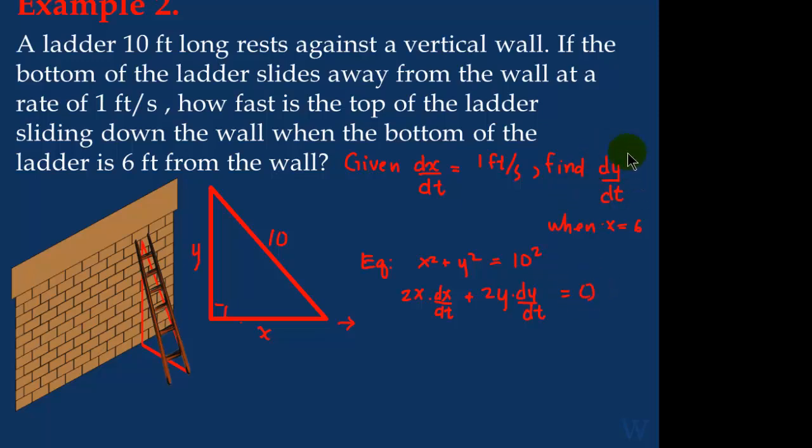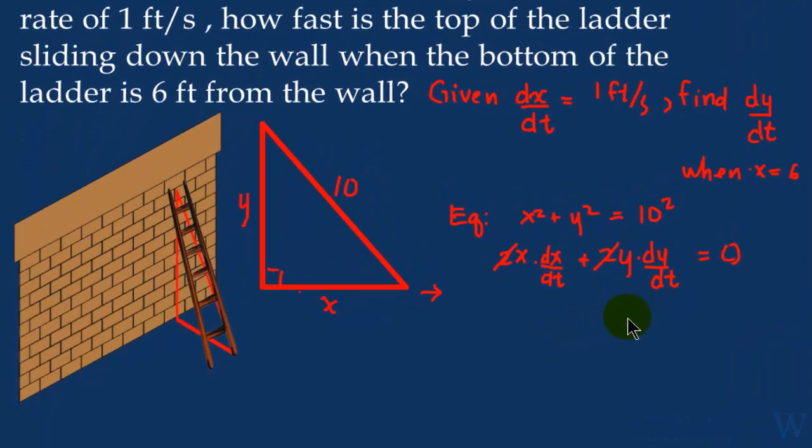Now we are to solve for dy by dt. First of all, let me cancel 2 on both sides, and we'll have dy by dt. Putting this term on the other side gives us the negative of x dx by dt, and the coefficient of dy by dt is y, so we divide everything by y. Now, are we ready to substitute the given? Yes, because we've already differentiated.